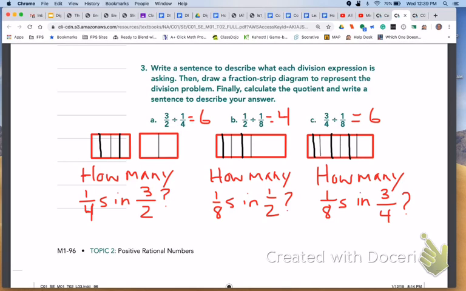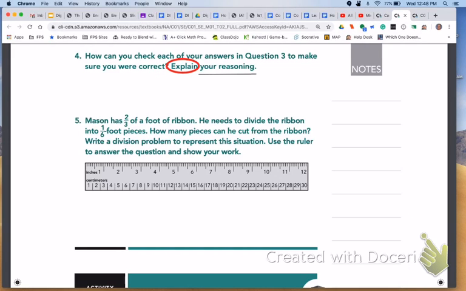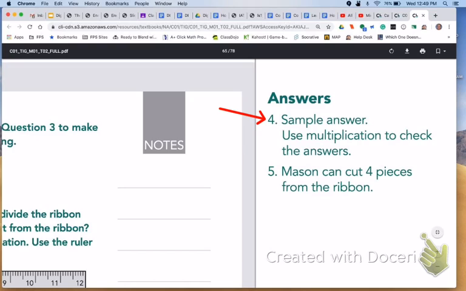And finally, for letter C, here is my sentence, how many eighths are in 3/4? Here is what my fraction strip diagram could look like. And when I calculate my quotient, 3/4 divided by 1/8 is equal to 6. Please turn to page 97 and answer number 4 with your group. For number 4, the inverse operation of division is multiplication, so you can use multiplication to check your answers.